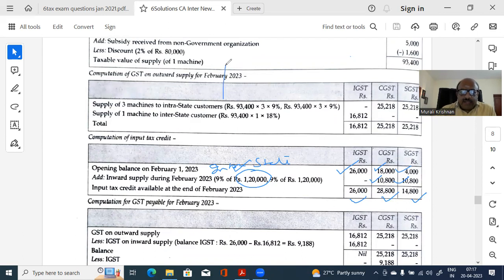So second part, as I told you, output GST we have calculated here. Input also we have calculated here, opening balance plus addition we have calculated here. So now we are going to go for set off. We are going to go for set off. How to do set off, we will check. Let us see now.